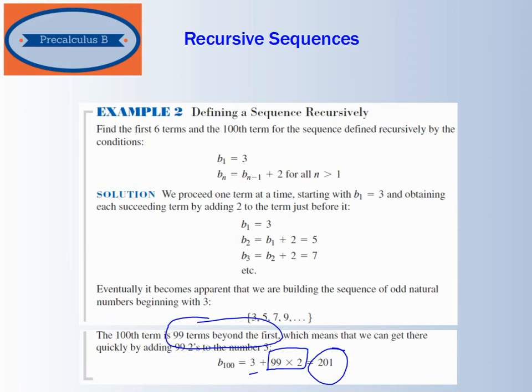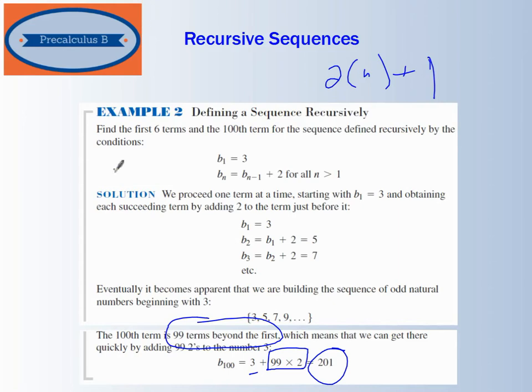But with an explicit definition, we could have just plugged in the number. All right. In this case, an explicit definition for this function would be 2 times n plus 1. The recursive definition is when we write it based on the previous terms in the sequence. So that's kind of the difference between an explicit definition where we can just plug in a number and get a value versus recursive where it's saying the next value is based on the previous value.